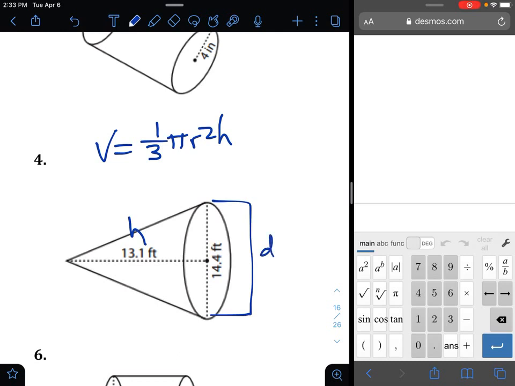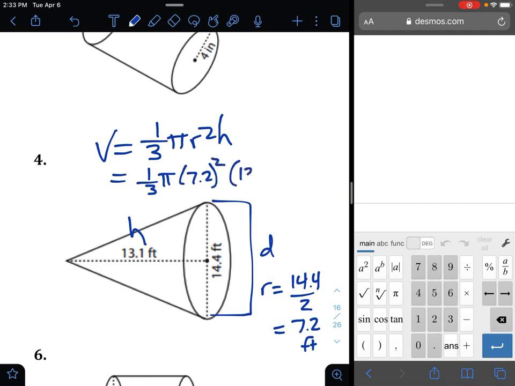That's not the radius. So if our diameter is 14.4, the radius would be that divided by 2, which will give us our radius of 7.2 feet in this case. So now we have all the measurements we need to put into our formula. So it's going to be 1/3 pi times our radius, 7.2, squared times our height. Please always show this step. This is called showing your work.